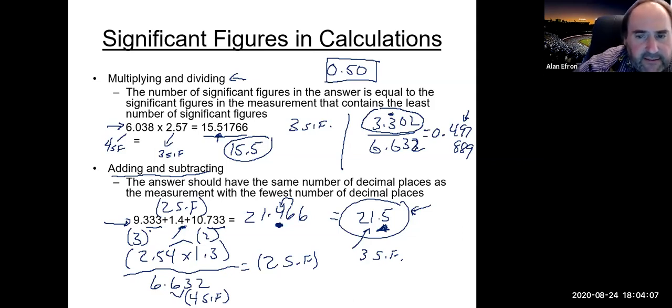And again, the distinction there is that when you're doing the rules for adding and subtracting, it is decimal places. And sometimes people get that decimal places in their head and forget that that number has more significant figures. And that would be important.